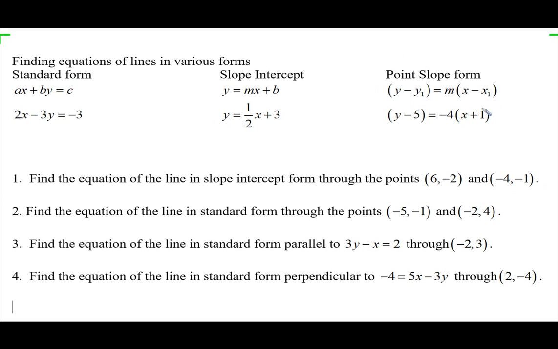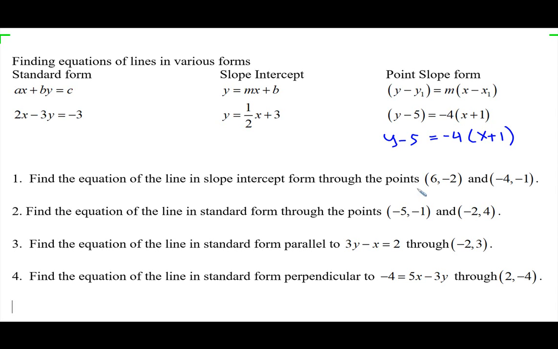Point-slope form looks like this, where you have y minus y1 is equal to m times x minus x1, and the y1 and the x1 represent a point that's on the line, and m is the slope. You don't have to put the parentheses over here. It could just be y minus 5 is equal to negative 4 parentheses x plus 1. These two mean the same thing. So this would be point-slope form.